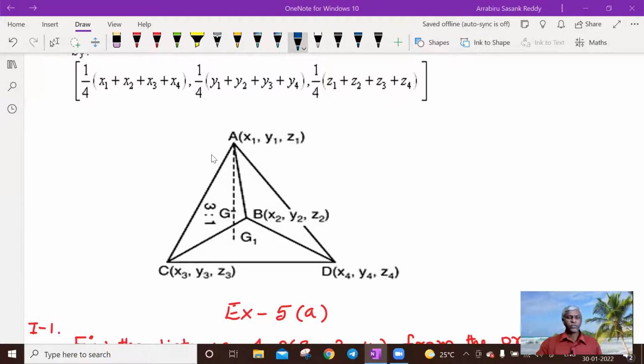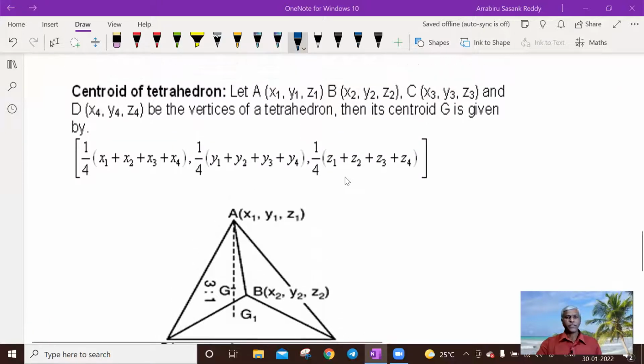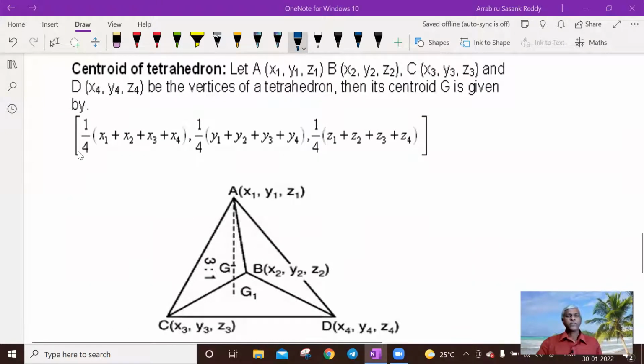That is, 4 points (x1, y1, z1), (x2, y2, z2), (x3, y3, z3) and (x4, y4, z4), ABCD, are the vertices of a tetrahedron. Then the centroid of a tetrahedron, if 4 vertices ABCD are given, the formula is (x1 plus x2 plus x3 plus x4) by 4.